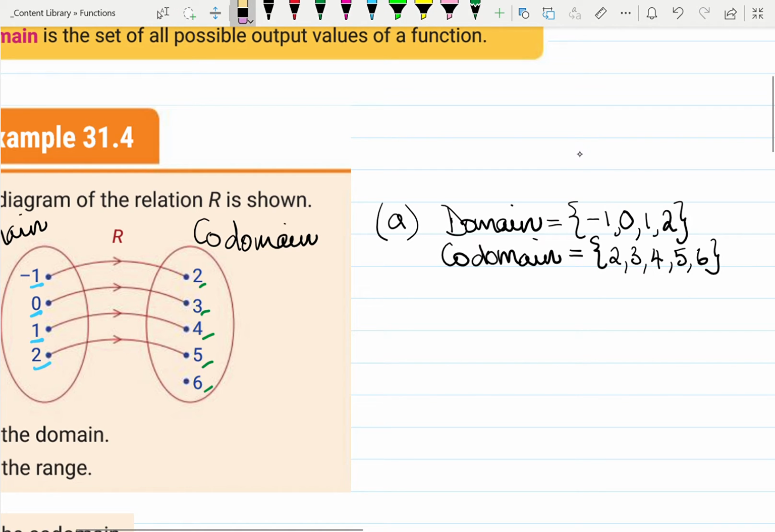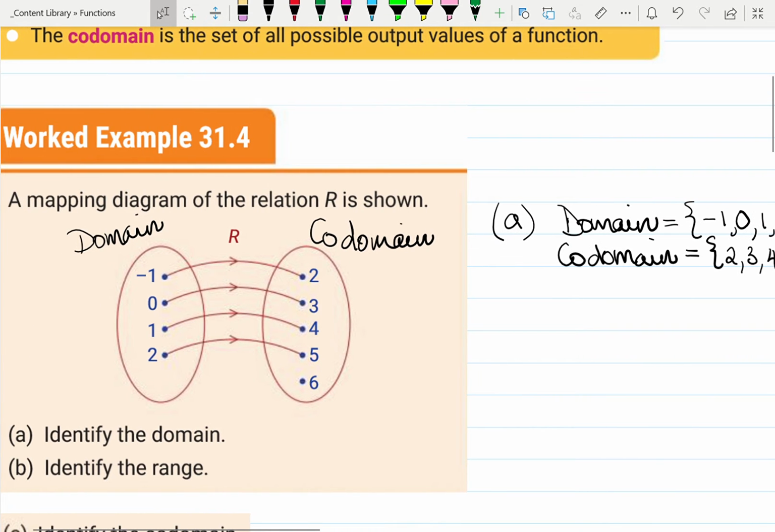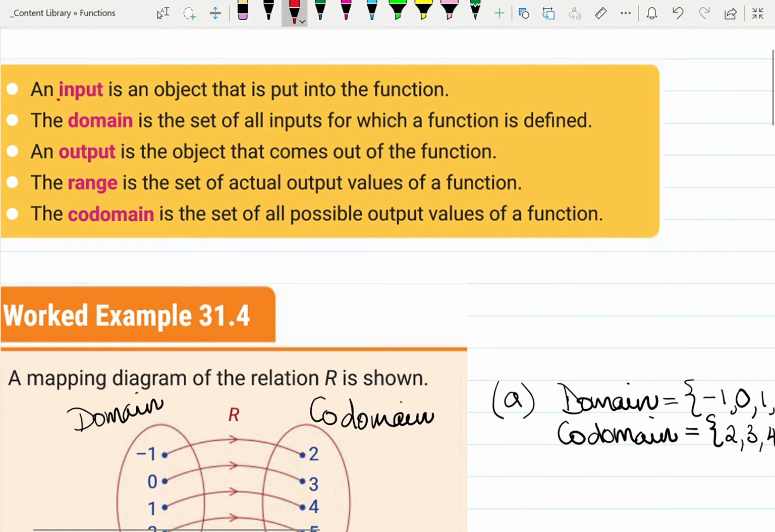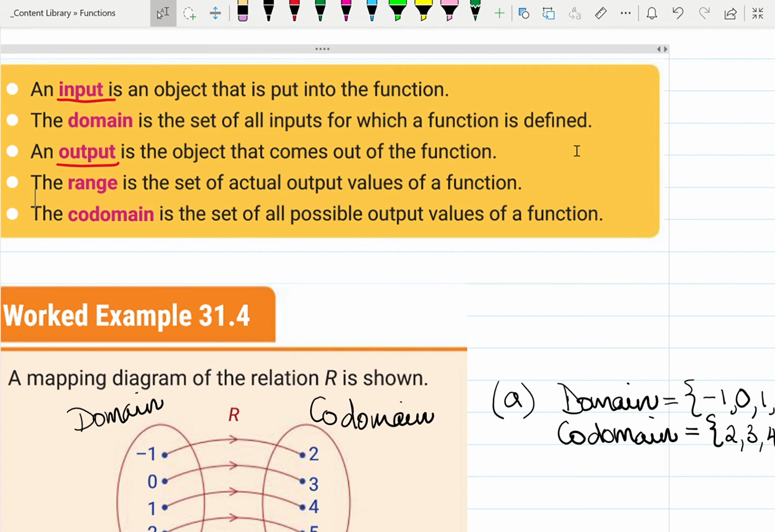So we've met those words yesterday in the last lesson, and we also met the words input and output. So any member of the domain is called an input. Okay, so you can see that word there, input. And any member of the codomain is the output. It's the number that comes out of the set. So most of the elements of the codomain are possible outputs.